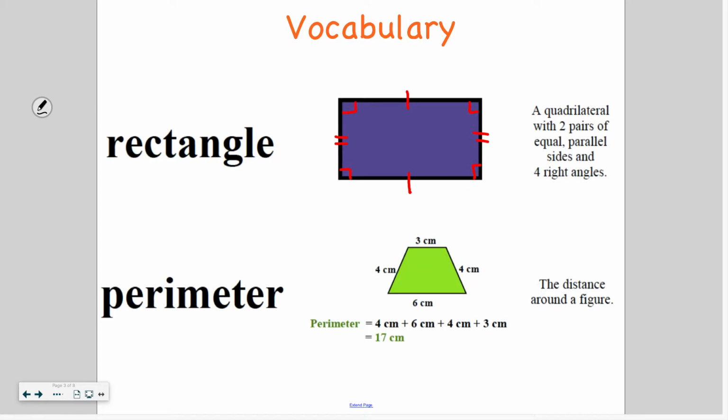The perimeter of a shape is the distance around a figure. So you add up all four sides, or all the sides, depending on how many sides there are. But since we're focusing on rectangles, there are only four sides.